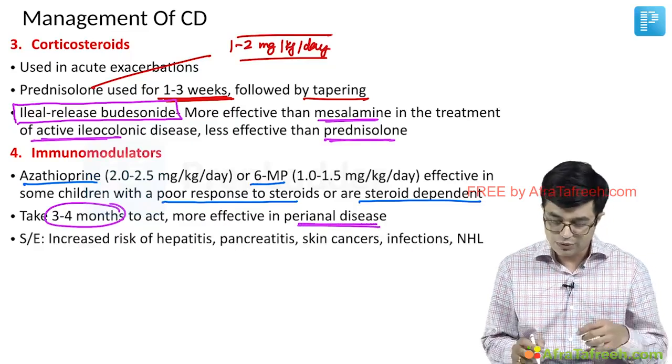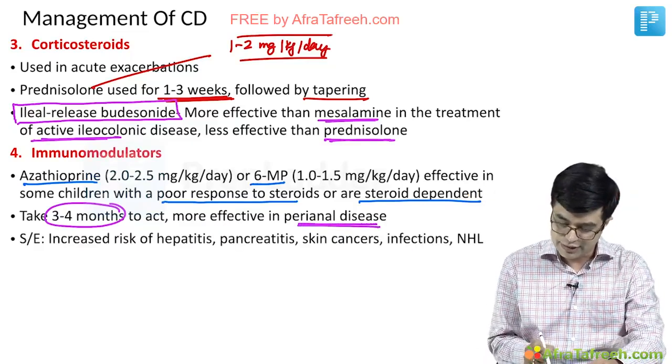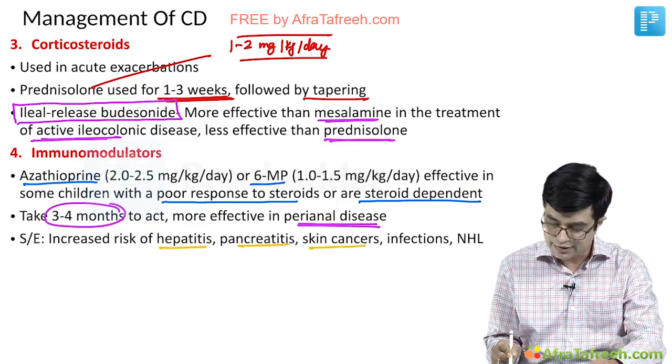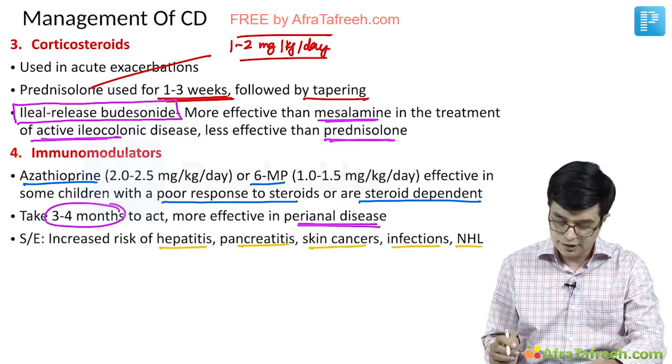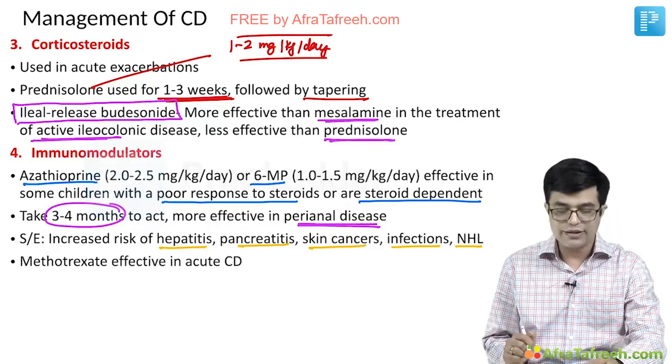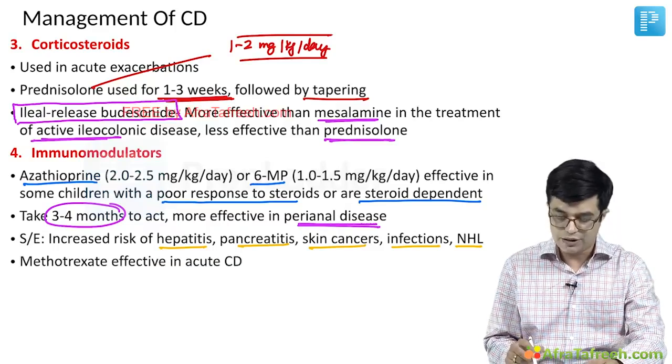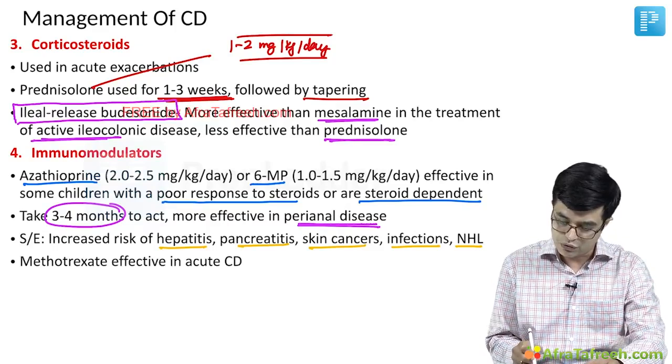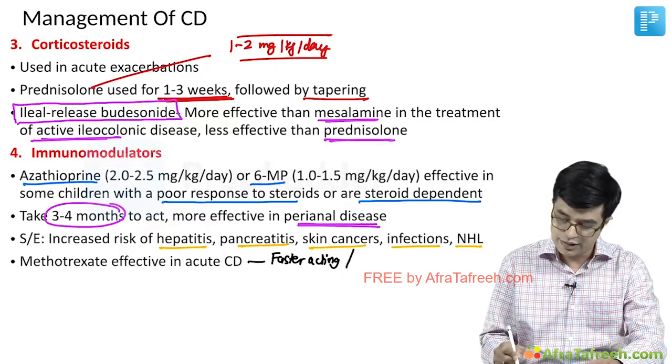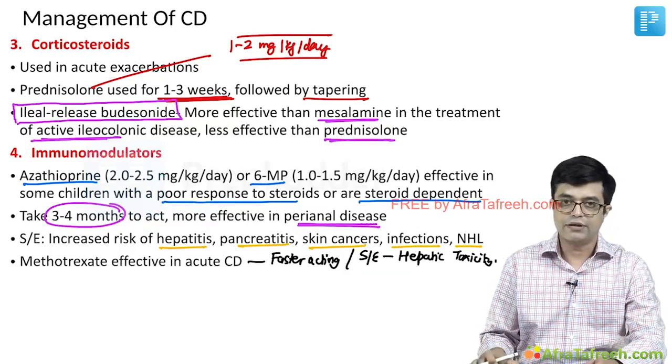Side effects of these two agents include increased risk of hepatitis, pancreatitis, skin cancers, infections and lymphomas. These days, methotrexate is also effective in acute patients because methotrexate is found to be relatively faster acting as compared to azathioprine or 6-mercaptopurine. Side effects relate to hepatic toxicity. And when you are giving methotrexate, you need to give folic acid derivatives, folic acid analogues also to the patient.